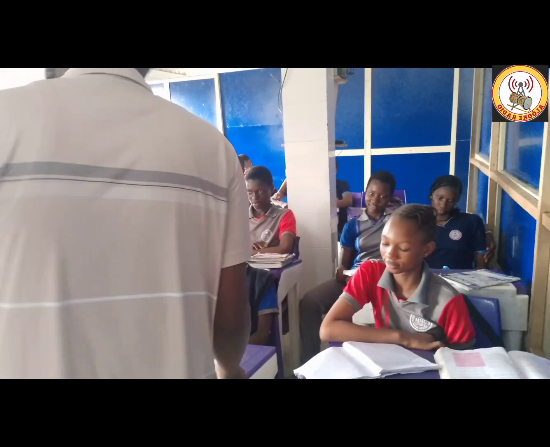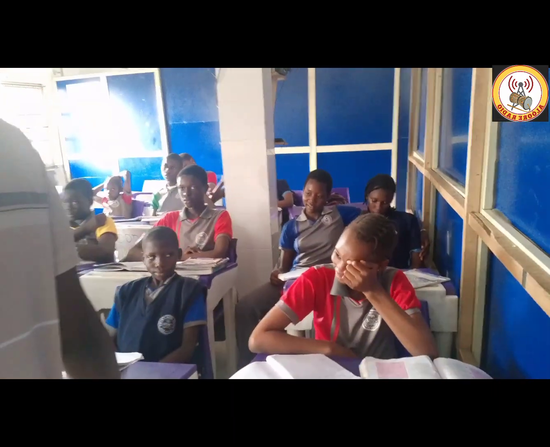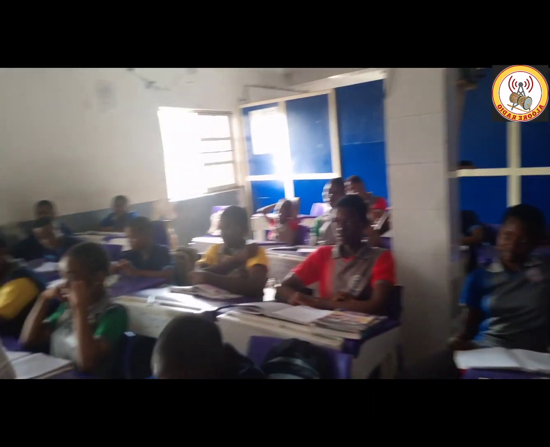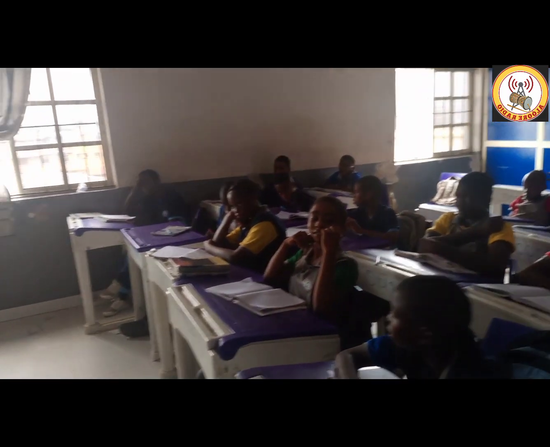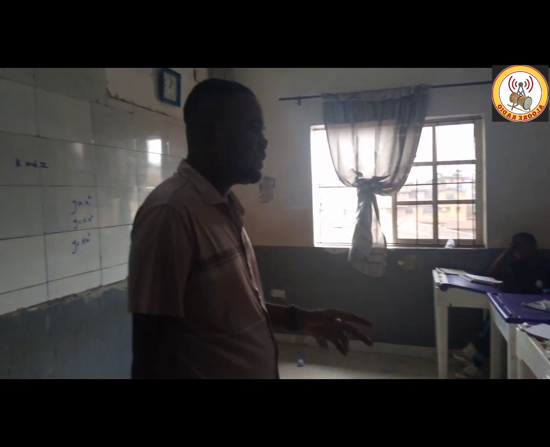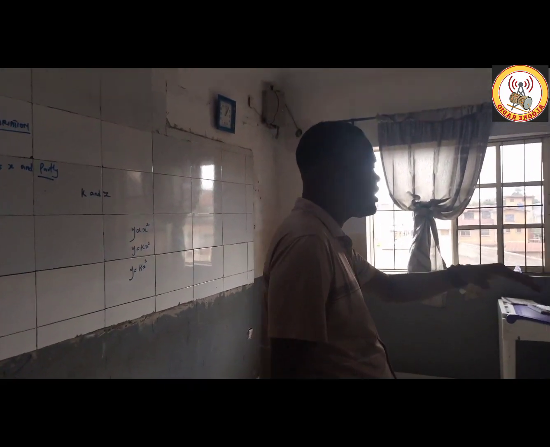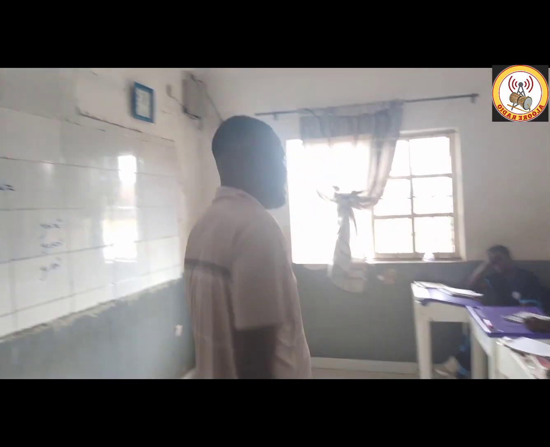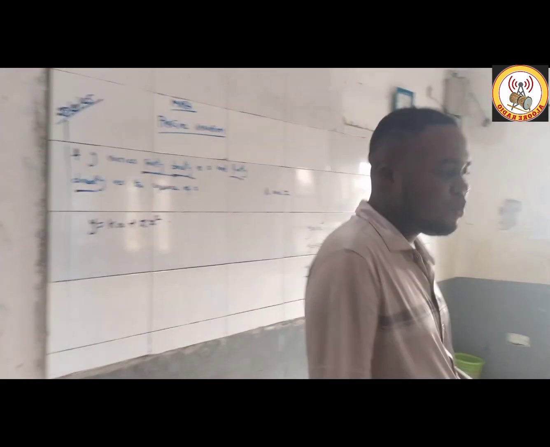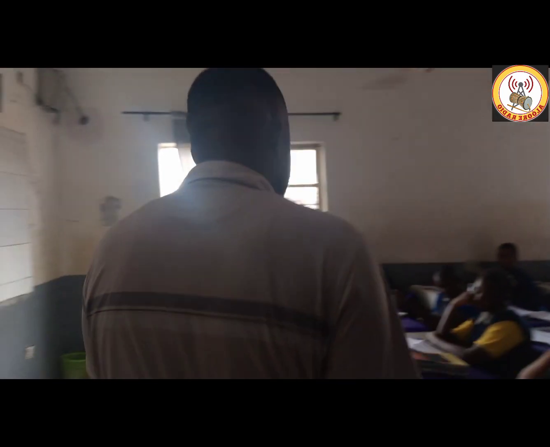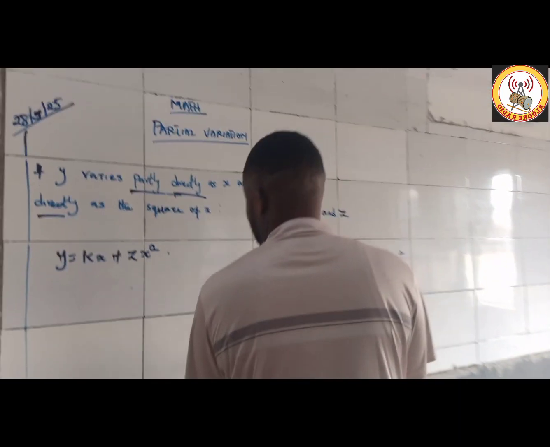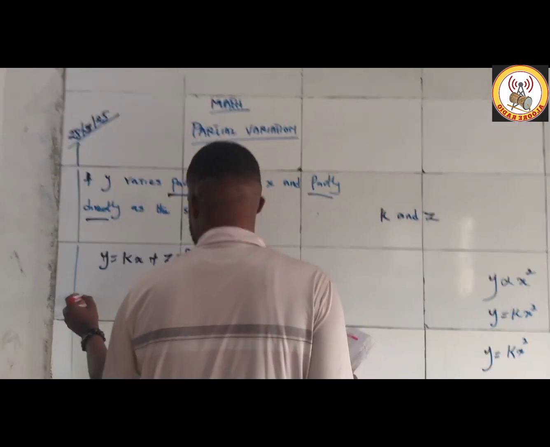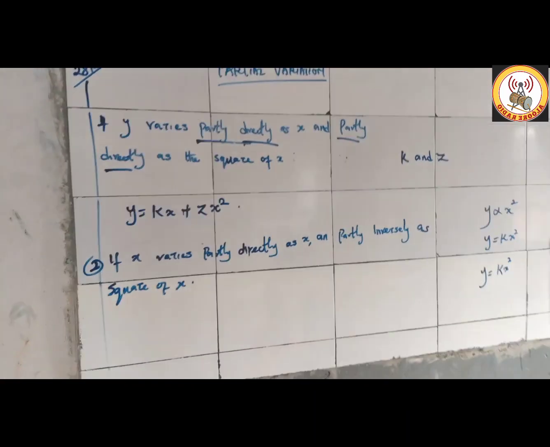So that is how you write it when they say if y varies partly directly as x and partly directly as the square of x. Are you getting me now? Yes, sir. Both variations are partly direct to each other. This is how we write it. Let's go to partly direct and inverse. In the first example, both of them are partly direct to each other.